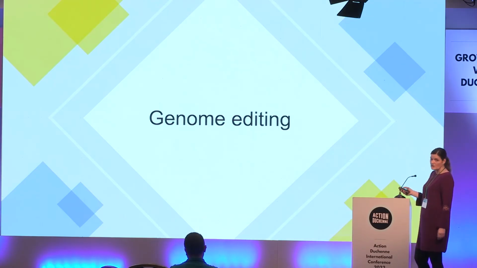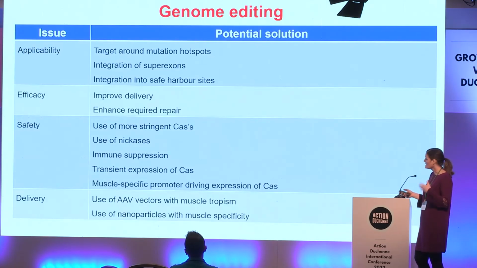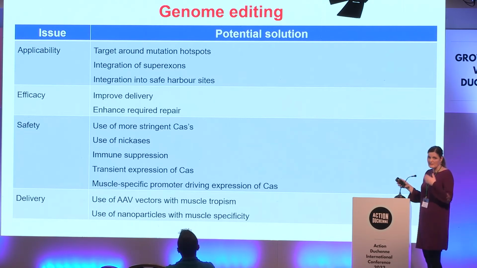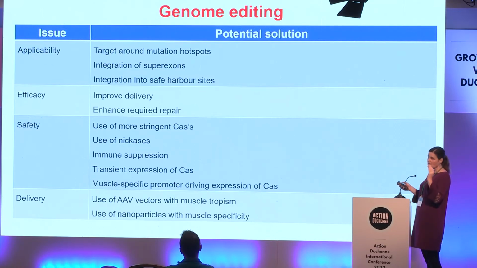So I'll move on to genome editing, and there is some overlap, obviously, with the AAV side of things, because they are being used to deliver the CRISPR-Cas. But these are the issues: the applicability, the efficacy, safety, and delivery. So applicability, it's mutation-specific, and it's very inefficient, as Annemiek's gone through. And the risk with CRISPR-Cas is that it's not just going to cut where you want it, it can cut elsewhere, so we need to improve that.